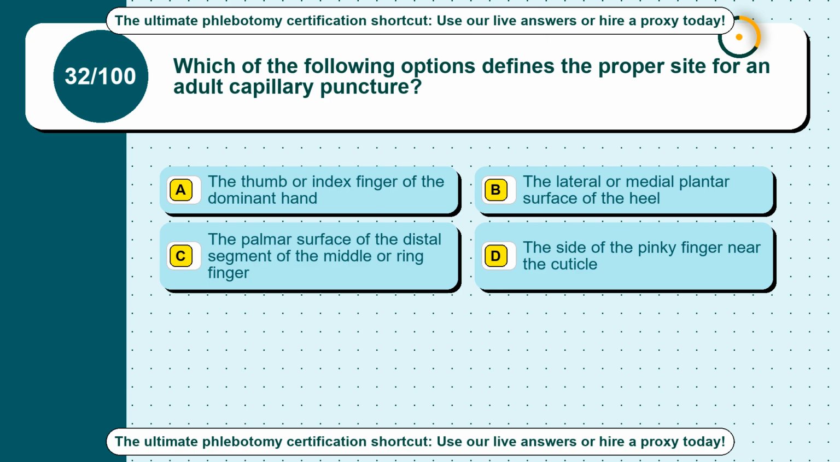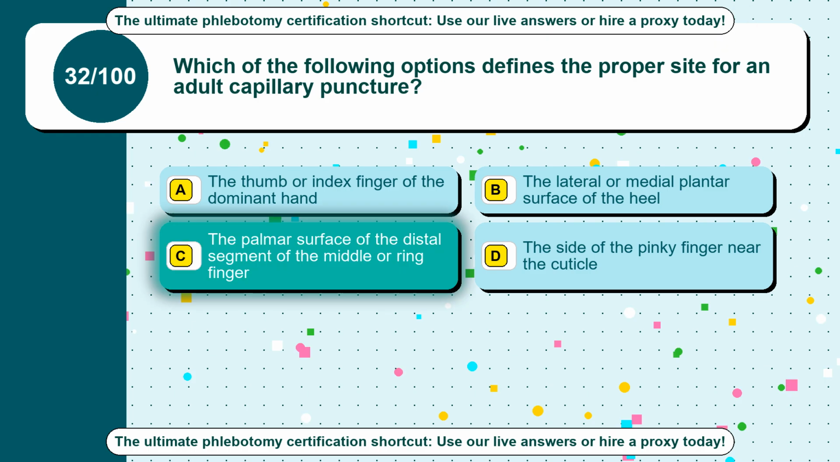Option C. The palmar surface of the distal segment of the middle or ring finger. Option D. The side of the pinky finger near the cuticle. The correct answer is option C. The palmar surface of the distal segment of the middle or ring finger.